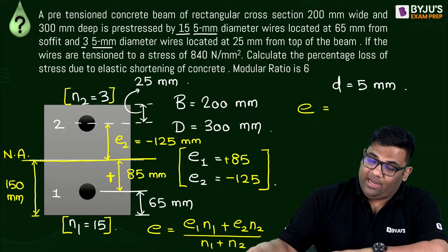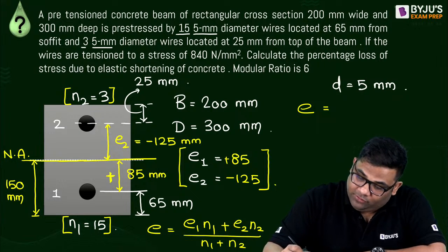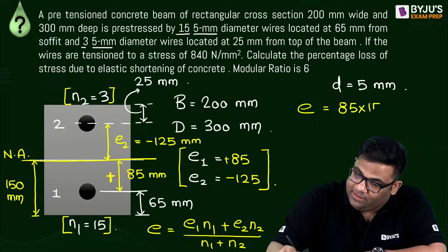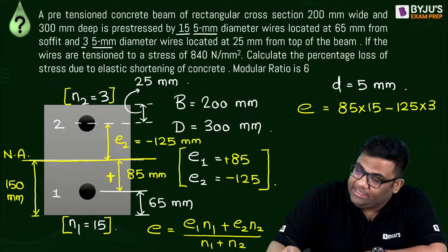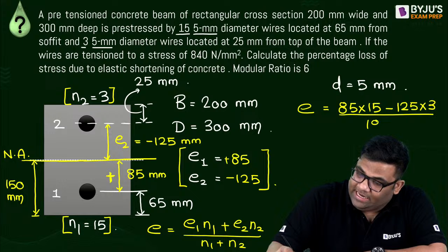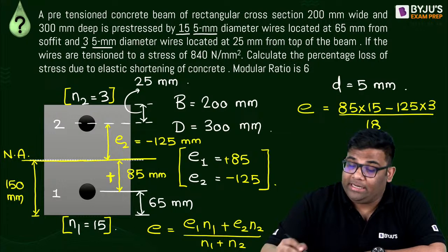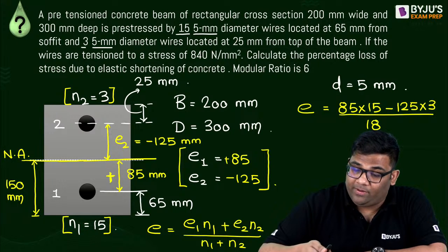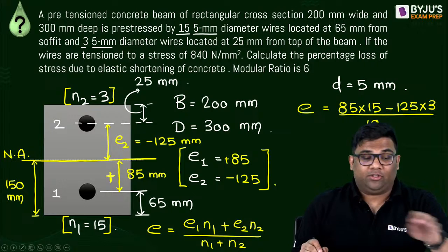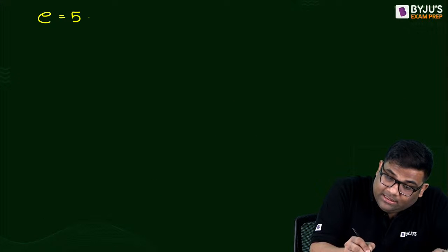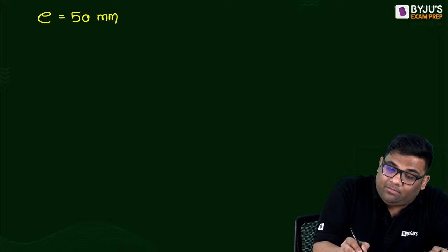Very good. You are getting how much? You see, 85 into 15, then we have a minus sign, 125 into 3, divided by what? Total number is 18, right? N1 plus N2. You are getting a value of 50 mm. So E is 50 mm.